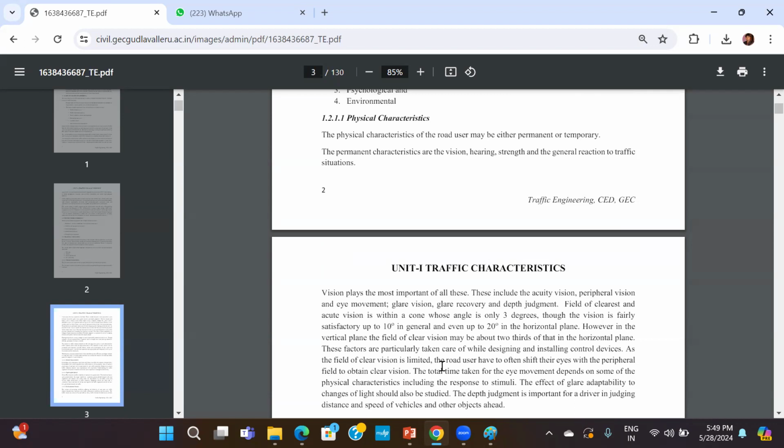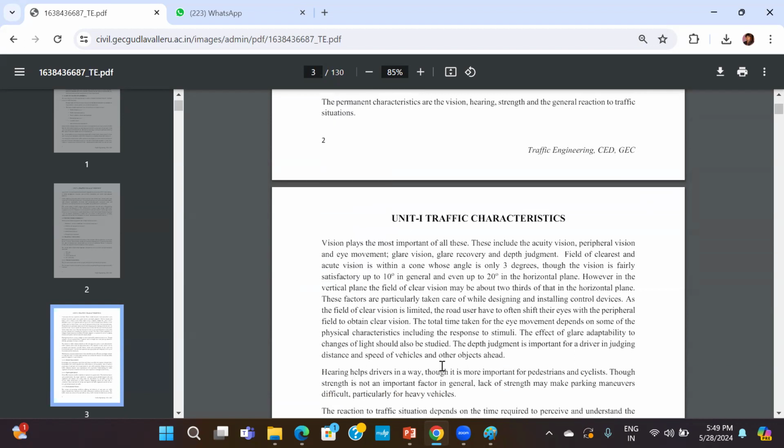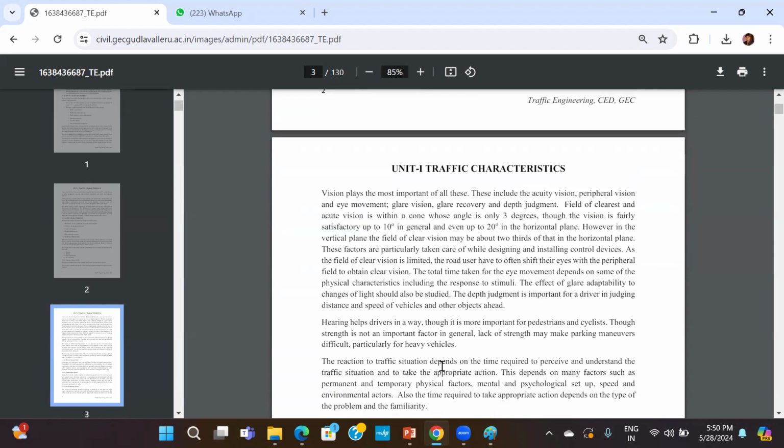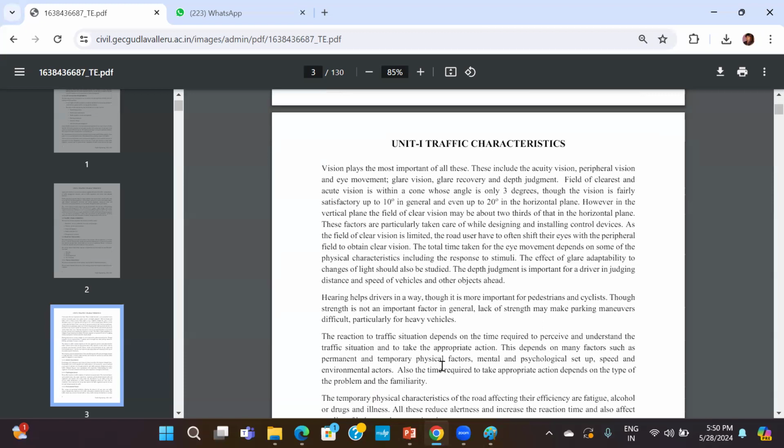These are the standards as per IRC, and generally even up to 20 degrees in the horizontal plane. The total time taken for the eye movement depends on the sum of the physical characteristics, including the response to stimuli. One of the other permanent characteristics is hearing. Hearing helps drivers in a way, though it is more important for pedestrians and cyclists.